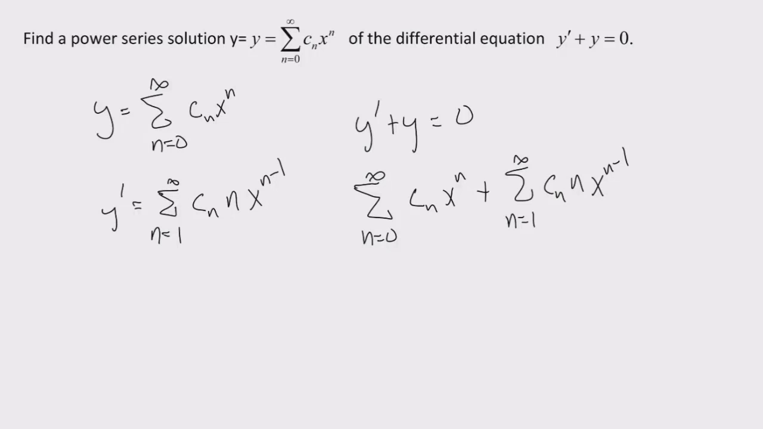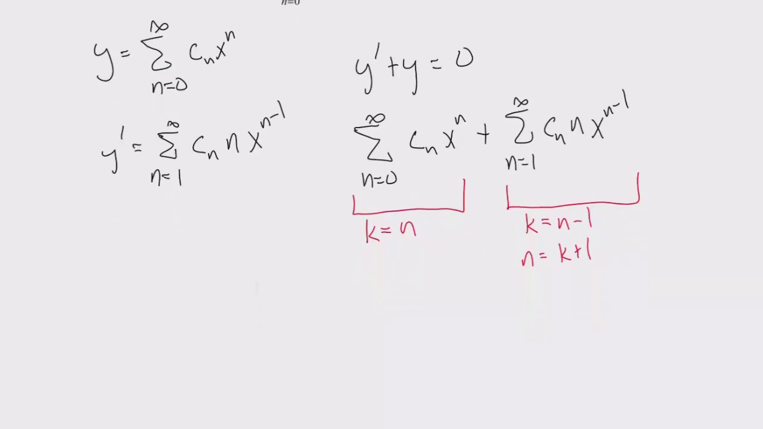Okay, so now we want to do an indices shift. So for this first part, I'm going to let k equals n. And for the second part, I'm going to let k equals n minus 1. So just a reminder, that means n equals k plus 1. And then I'm going to rewrite this.